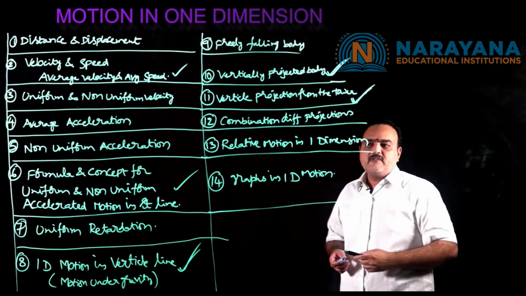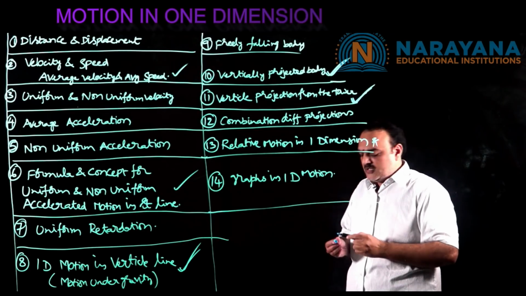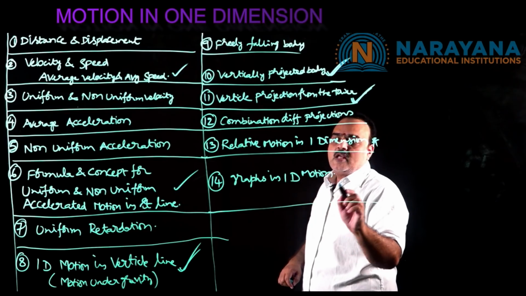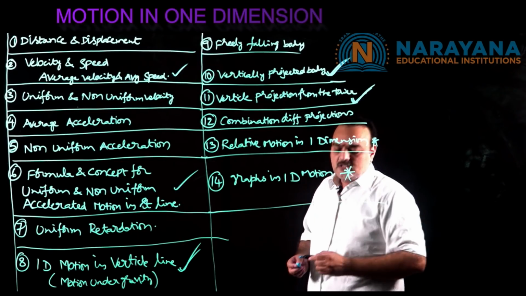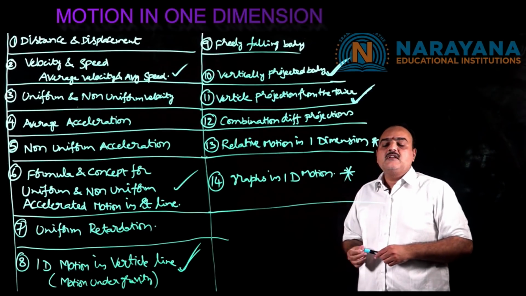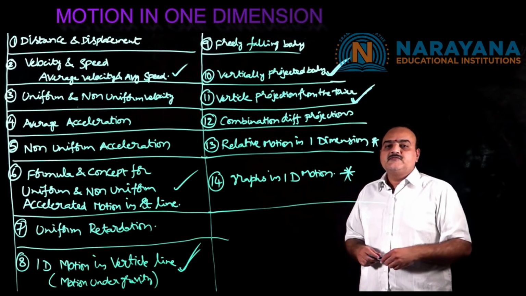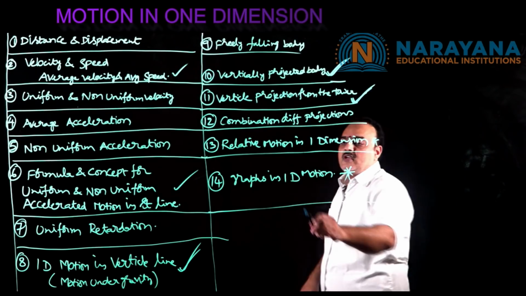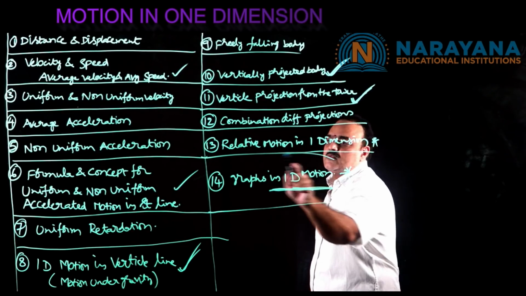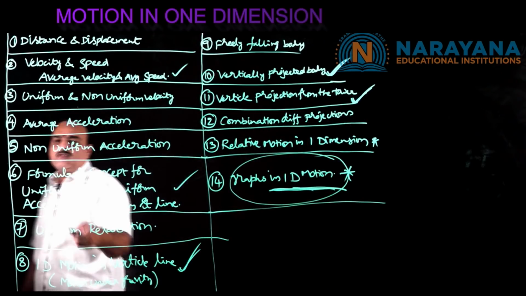Next, combination of different projections, and relative motion in one dimension. This is most important, where you have different questions. And lastly, in the case of one dimensional motion, the most important are s-t graphs, v-t graphs, a-t graphs, drawing of different graphs when a body is in different motions. This is very important and typical. Most of the questions asked in JEE Mains were from this particular subtopic. So let us go with all these things one by one.